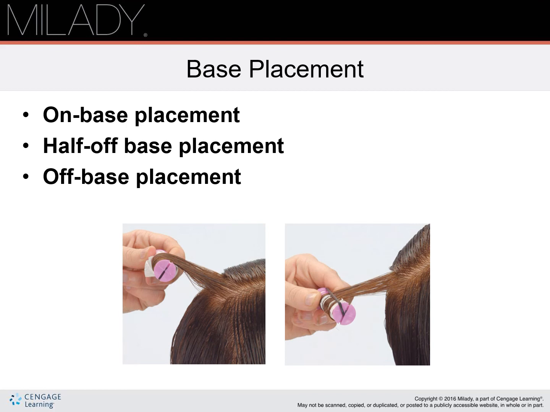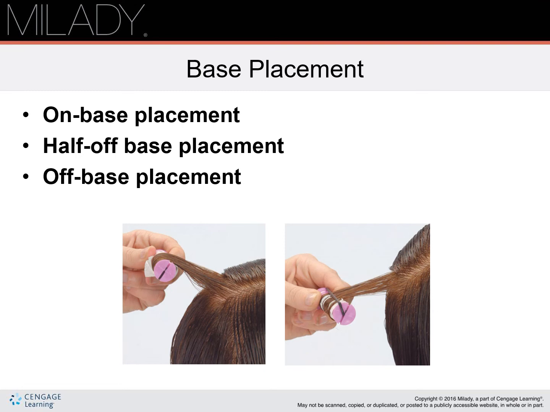On base, the hair is wrapped at an angle of 45 degrees beyond perpendicular to its base section. The tool is positioned on its base section, so 45 degrees beyond its base section. And if you need me to demonstrate these, I definitely can do that for you. And half off base placement, the hair is wrapped at a 90-degree angle. A 90-degree angle is perpendicular to its base section. The tool is positioned half on its base section. The positioning minimizes stress and tension on the hair.